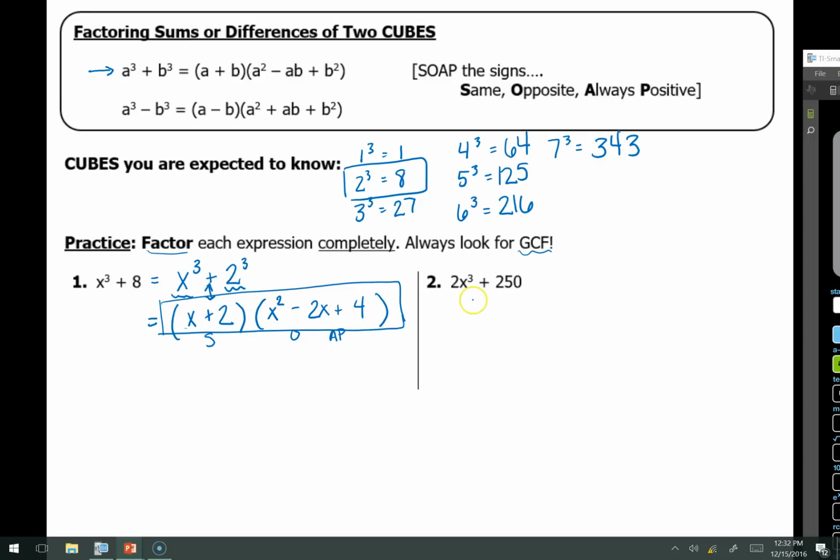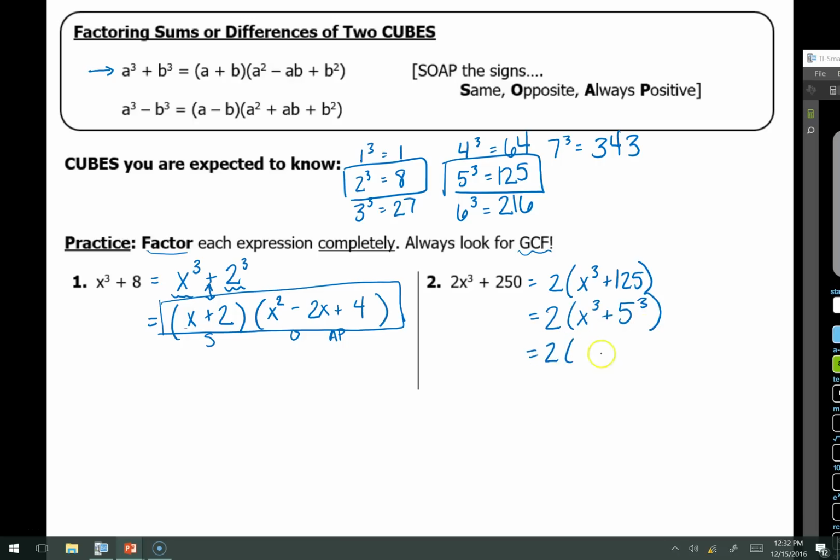Let's try another one. This one has a GCF. Do you see that both of these are even numbers? That means I can take out a GCF of 2. It leaves me with x to the third plus 125. 125 is one of your cubes, so that means we can use the SOAP method to factor. We can write x to the third plus 5 to the third, and then factor that set of parentheses.